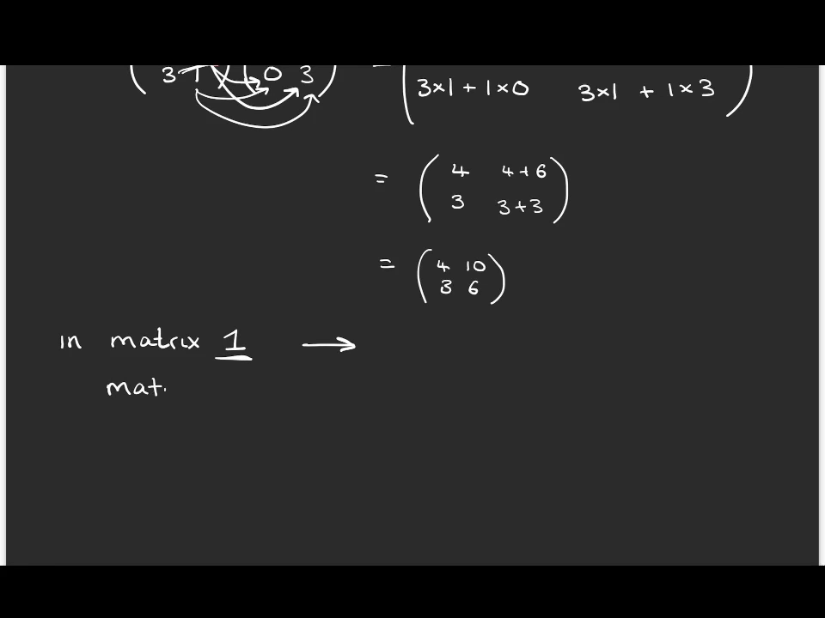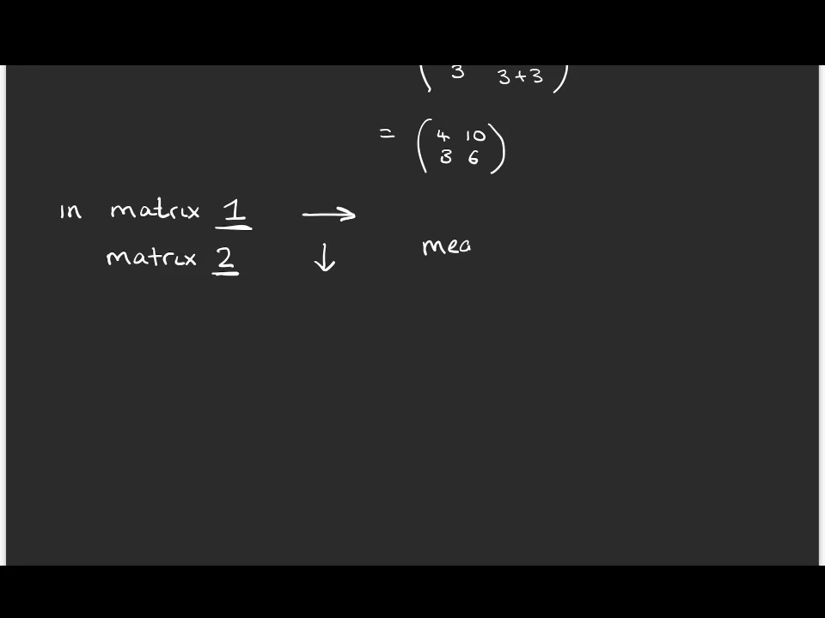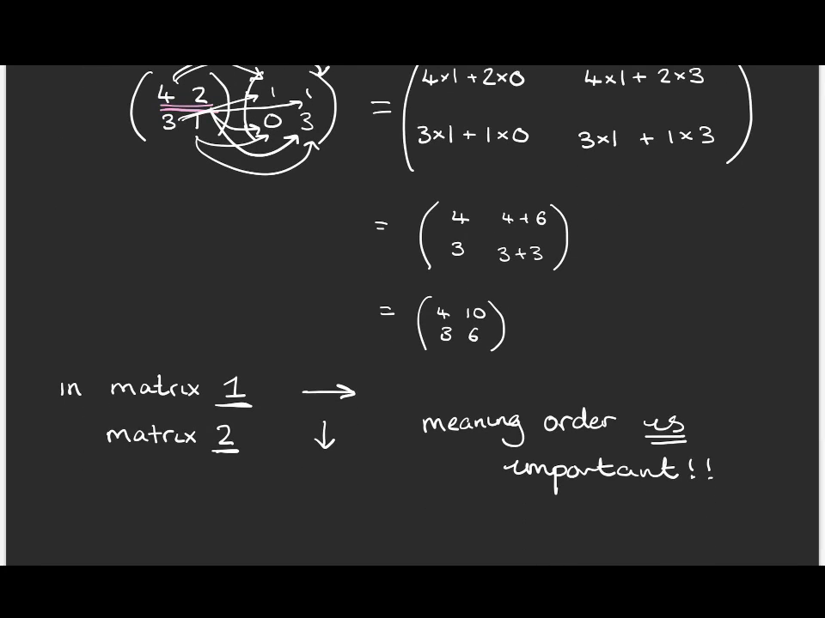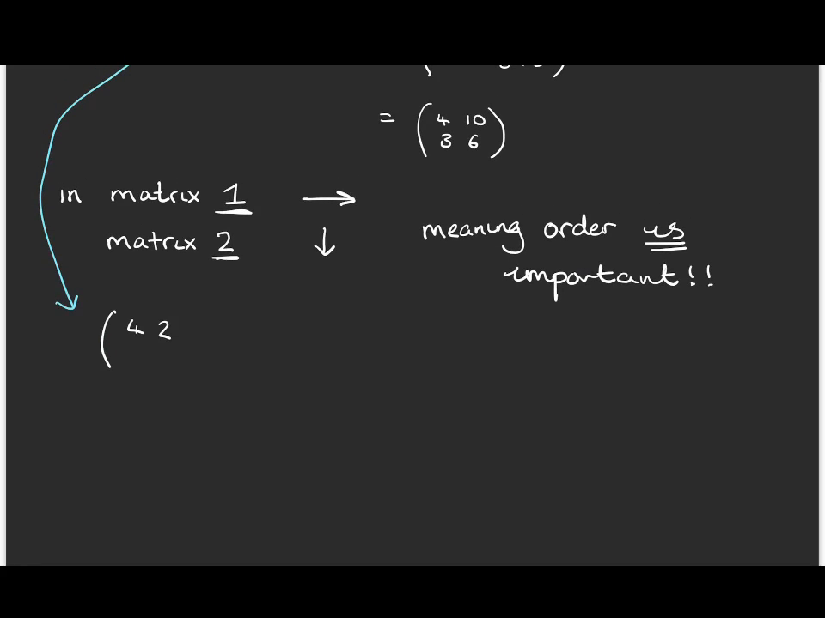So in matrix 1, this is key to know, you always go across first until you've multiplied by all the columns down of matrix 2, and then once you've multiplied by all the columns down you move to the second row of matrix 1 and multiply down again. What this means is that the order in which you multiply the matrices together is important.